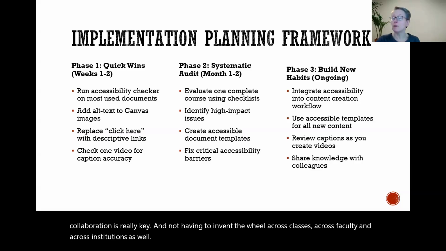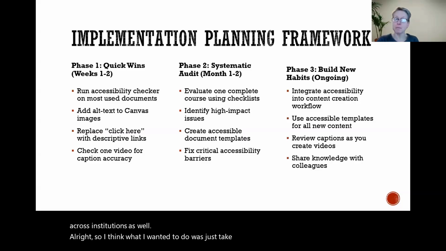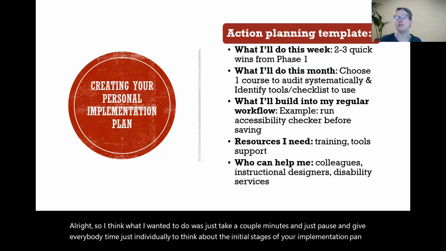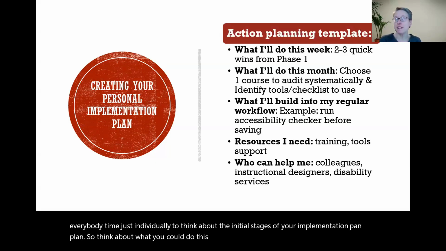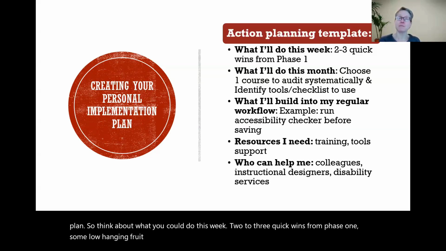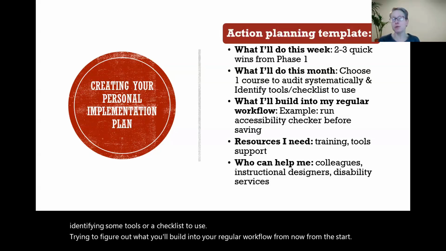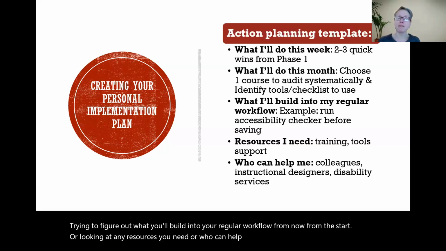All right, so I think what I wanted to do was just take a couple minutes and pause and give everybody time just individually to think about the initial stages of your implementation plan. So think about what you could do this week. 2 to 3 quick wins from phase 1, some low-hanging fruit, maybe choosing one course that you'll audit systematically, and identifying some tools or a checklist to use, trying to figure out what you'll build into your regular workflow from the start, or looking at any resources you need or who can help you. So I think starting to think about that for a little bit is important.